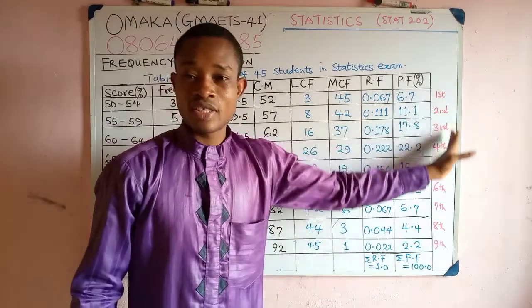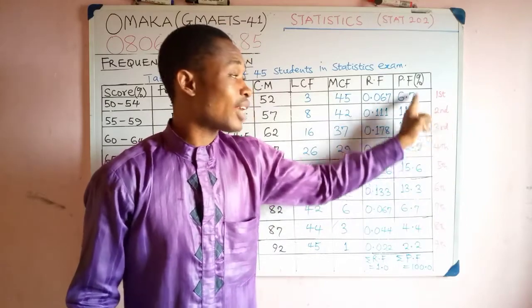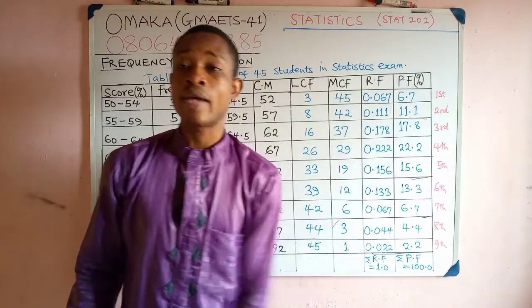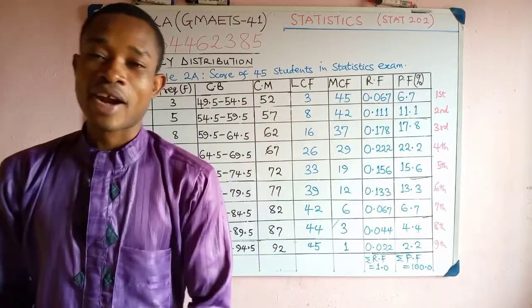Now this, I just put it, is not compulsory, just to identify the position of the class: first class, second class, like that, down to the 9th class. So that's how we got the table, alright?